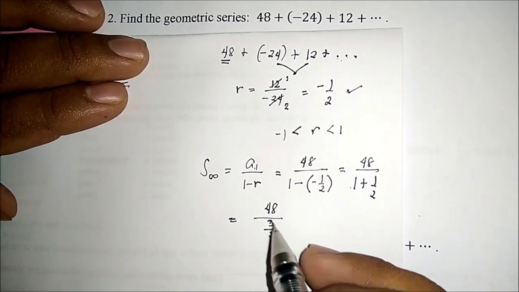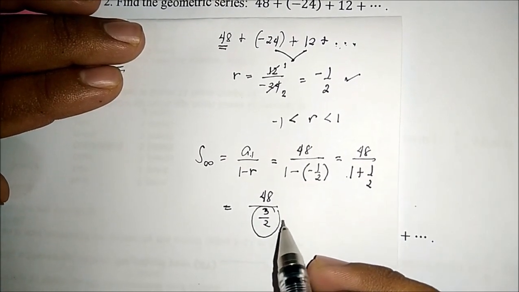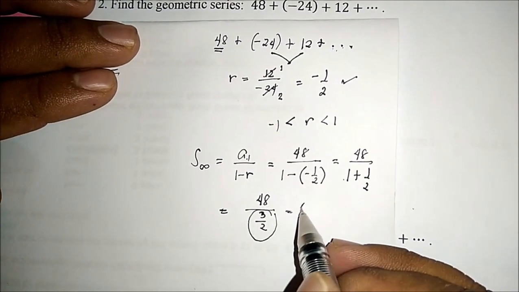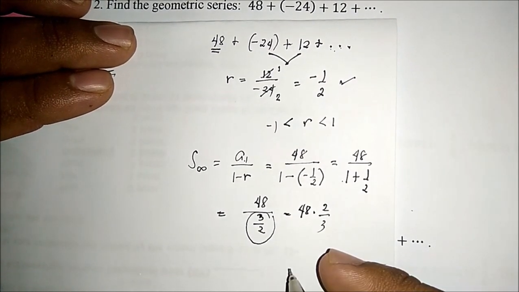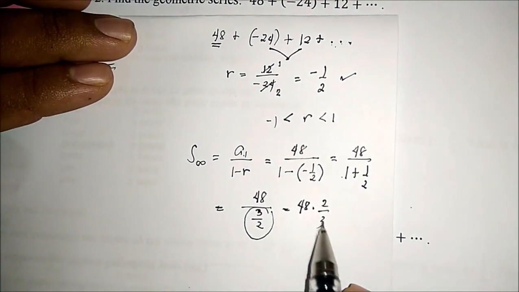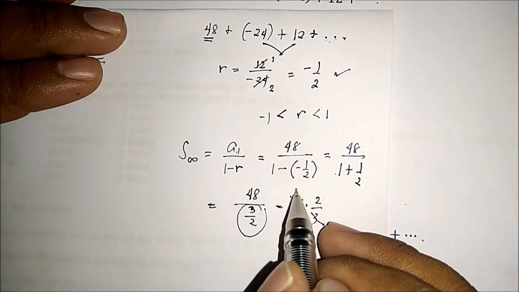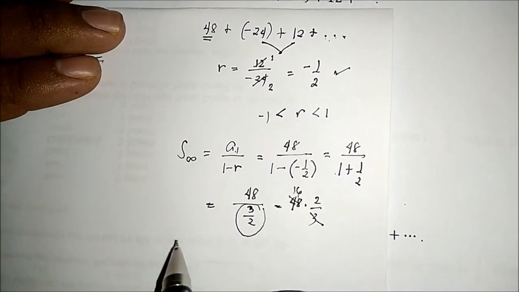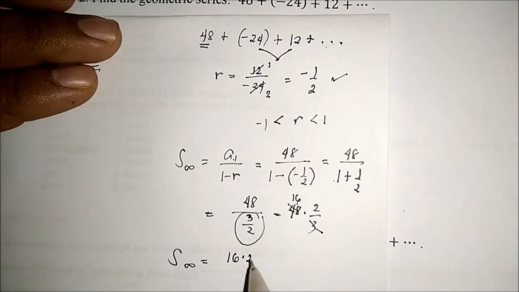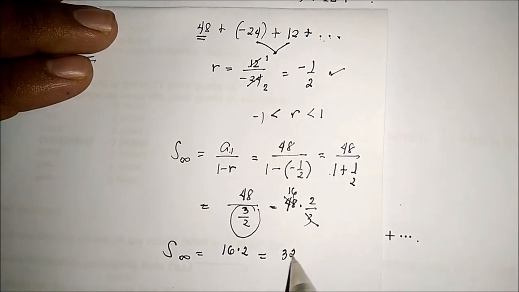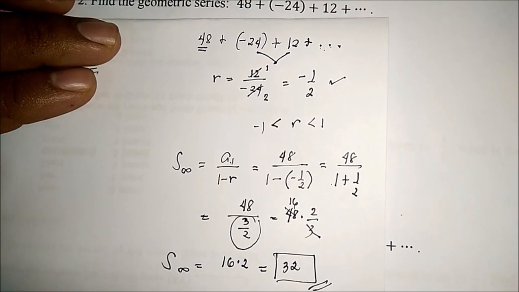So remember the rules in dividing fractions. Get the reciprocal of the denominator and multiply it to the numerator. So we have 48 times 2 over 3. I think we could simplify 48 and 3. 48 divided by 3 would be 16. So therefore, the sum up to infinity is equal to 16 times 2, and 16 times 2 is 32. So the sum is 32. That's it. Very simple.